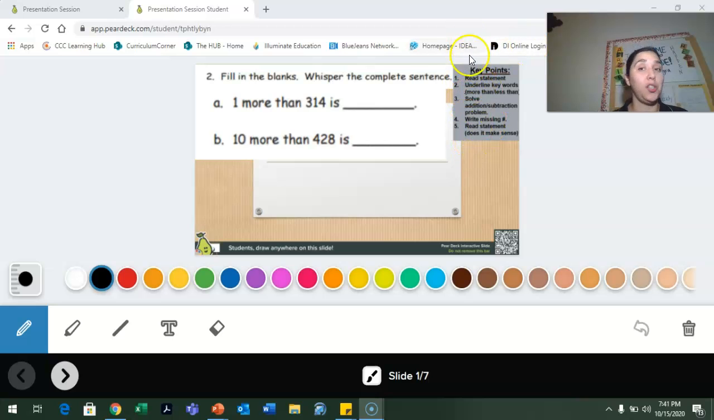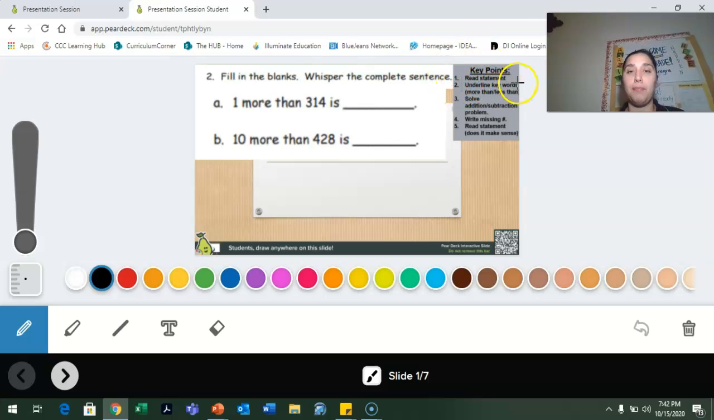Okay, as you can see, this is what we're going to do in Peardeck, and this is why I didn't want you to write the key points. The first thing, I click to size and I write small. It says, whisper, fill in the blanks, and whisper the complete sentence. So the first step is we read the statement. It says, one more than 314 is. Then we need to underline keywords. The keyword is more than.